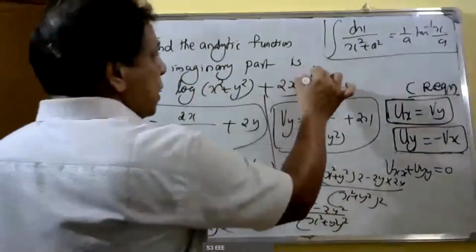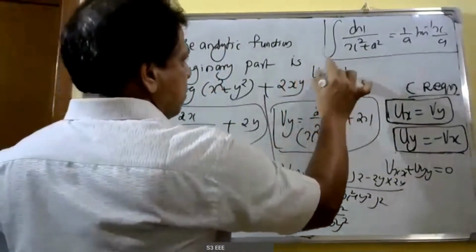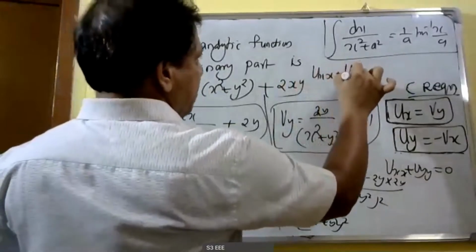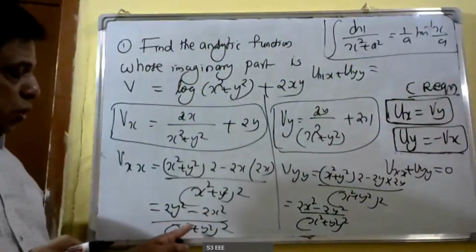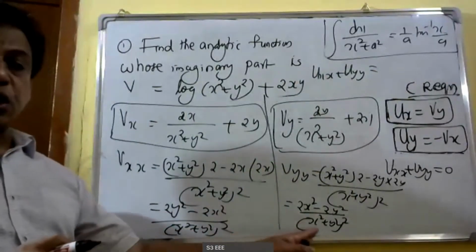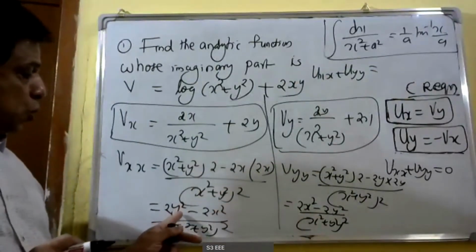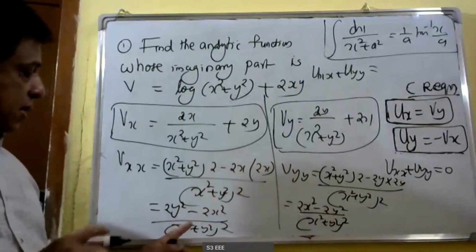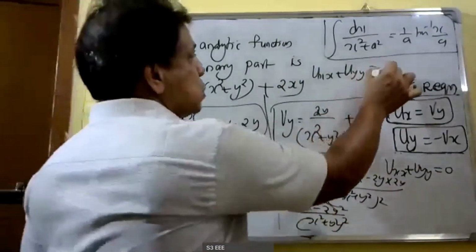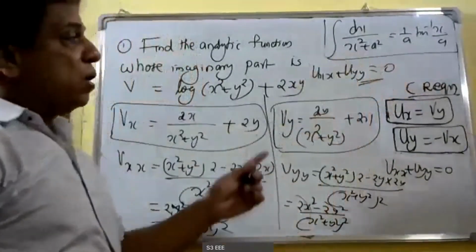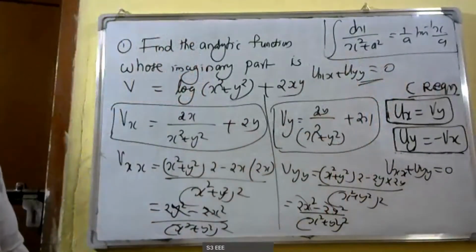Therefore, vxx + vyy, with a common denominator (x² + y²)², the numerator 2y² − 2y² cancels, 2x² cancels. Therefore, the answer is 0. Therefore, we can say that the function v is harmonic.